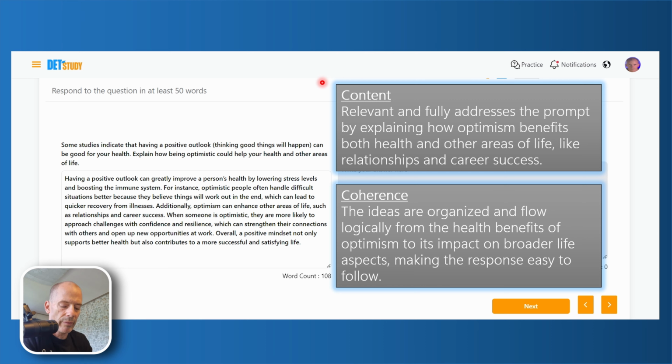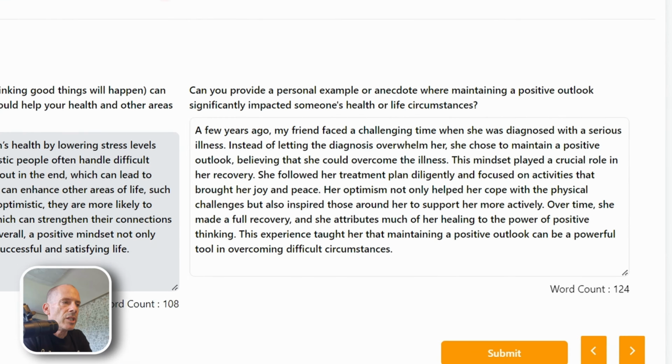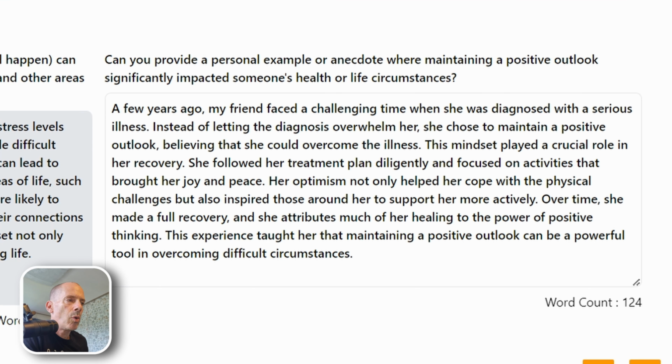Let's look at the second part of the question. Can you provide a personal example or anecdote, a story, where maintaining a positive outlook significantly impacted someone's health or life circumstances? A few years ago, my friend faced a challenging time when she was diagnosed with a serious illness. Instead of letting the diagnosis overwhelm her, she chose to maintain a positive outlook, believing that she could overcome the illness. This mindset played a crucial role in her recovery.